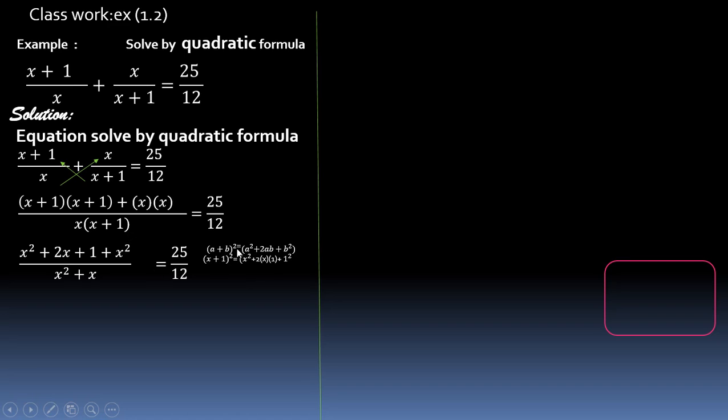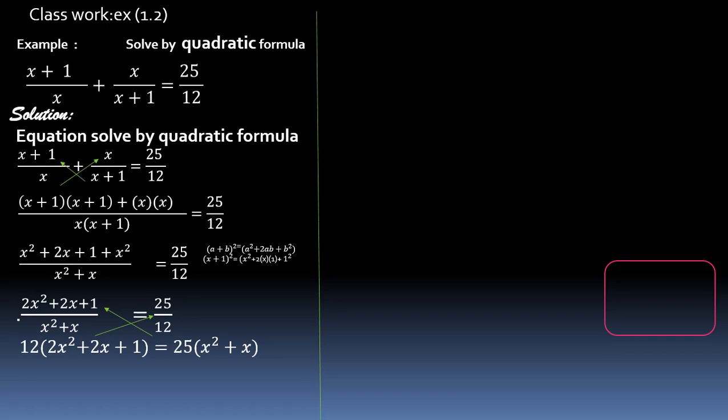Applying the formula (a + b)² to the first term of the numerator: (x + 1)² = x² + 2x + 1. Adding x² and x² gives 2x². So the numerator is 2x² + 2x + 1. Cross multiplying, 12 times (2x² + 2x + 1) and (x² + x) times 25.